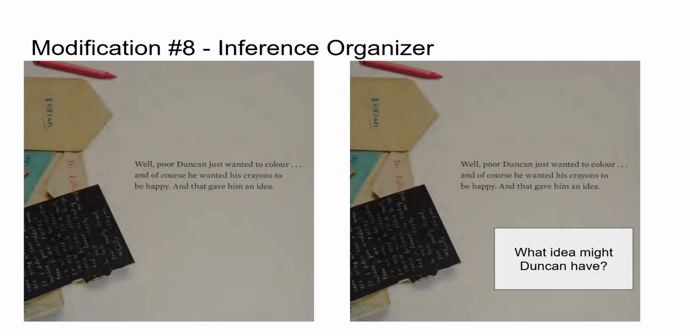Modification number 8 is an inference organizer. So just asking them something that they could infer just from the page without actually having the answer yet. So for this one, I said, what idea might Duncan have? Because it hasn't shared that yet.